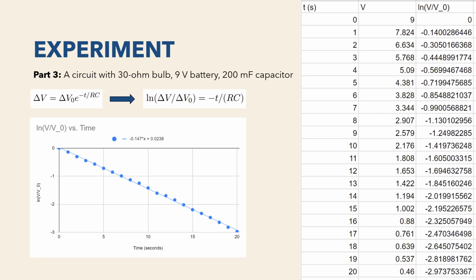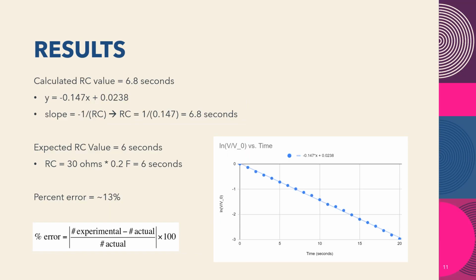For the third part of the experiment, I plotted potential difference as a function of time over the course of 30 seconds and linearized the graph. This graph represents a circuit with a 30 ohm bulb, 9 volt battery, and 200 millifarad capacitor. Using the line of best fit from the graph, I calculated the RC value to be 6.8 seconds, while the expected RC value was 6 seconds. This results in a percent error of around 13%.